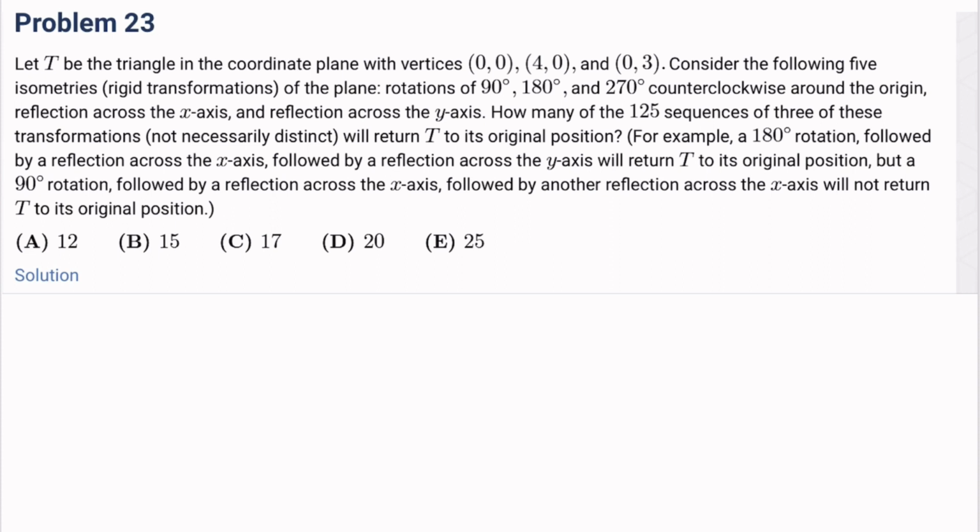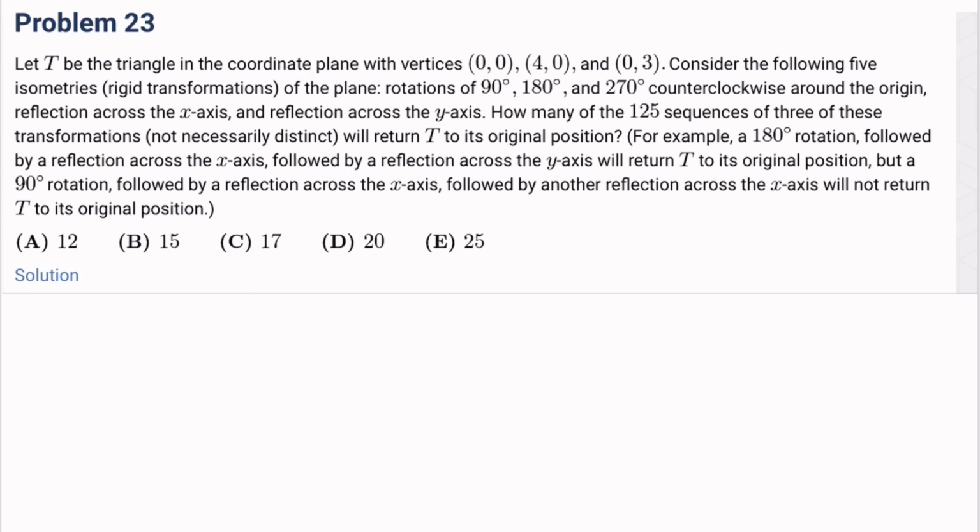Number 23. Let T be the triangle in the coordinate plane with vertices (0, 0), (4, 0), and (0, 3). Consider the following 5 isometries, rigid transformations of the plane: rotations of 90 degrees, 180 degrees, and 270 degrees counterclockwise around the origin, reflection across the x-axis, and reflection across the y-axis. How many of the 125 sequences of 3 of these transformations, not necessarily distinct, will return T to its original position? For example, a 180-degree rotation followed by a reflection across the x-axis, followed by a reflection across the y-axis will return T to its original position, but a 90-degree rotation followed by a reflection across the x-axis followed by another reflection across the x-axis will not return T to its original position, right?